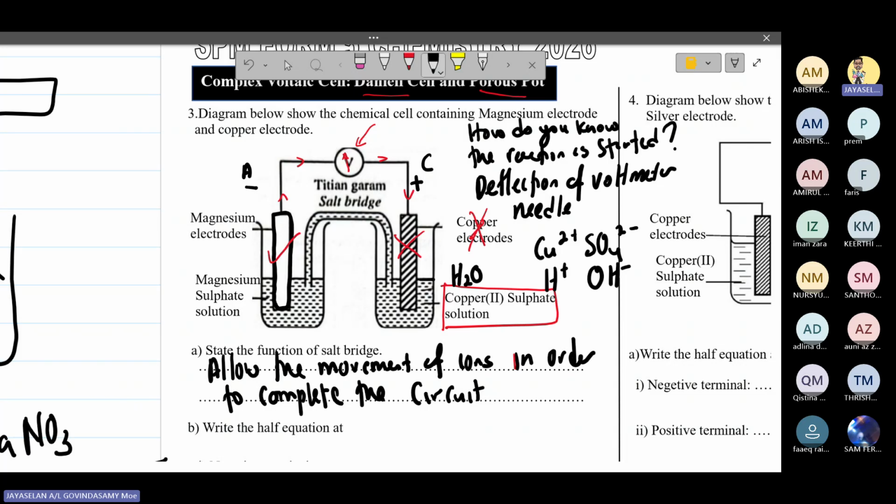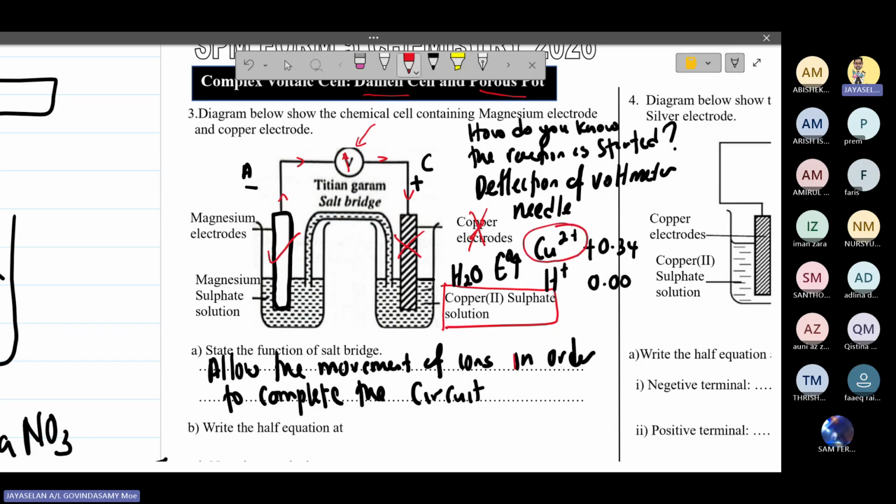So, which ion I have to choose? Cathode, choose cation. Cation means what? Positive ion. So we got two positive ion. Which ion I have to choose? E naught value paling tinggi, more positive. Ini positif 0.34, 0.00. So perlu tak saya hafal E naught value? Tak perlu. Akan diberi dalam exam. So which one you have to choose? You choose the copper 2 ion.